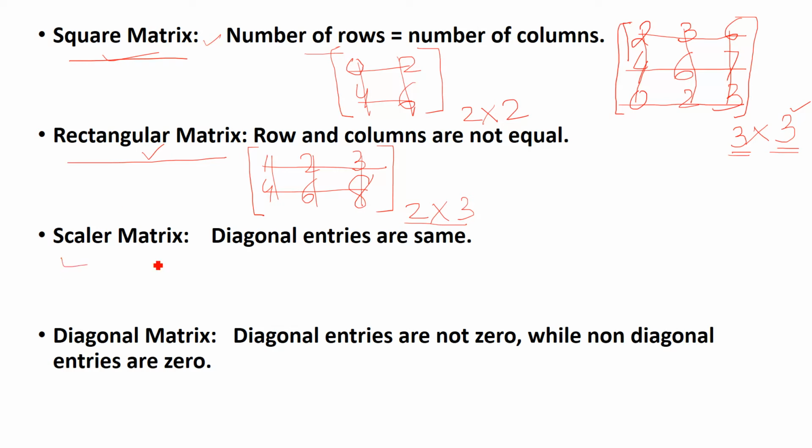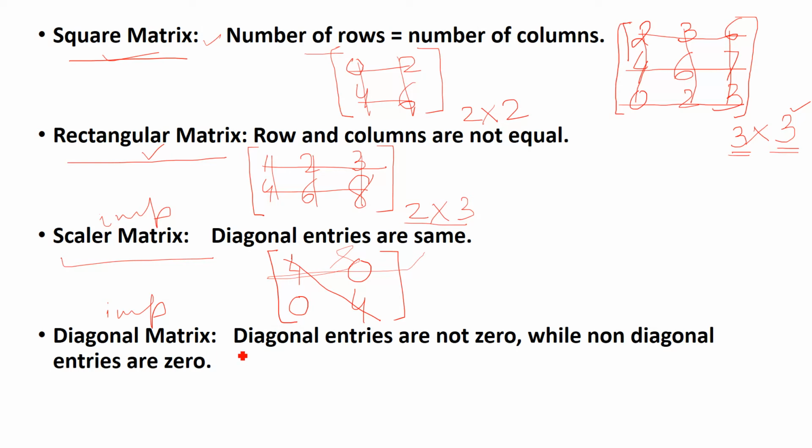Now move on to the scalar matrix, and this is again important, and the diagonal matrix is also important. Scalar matrix, diagonal entries are same. See, suppose 4, and here I will write down 0, here 0 and 4. So the diagonal, I told you, you have to consider from left to right. This is the diagonal. So diagonal entries should be same. It's called the scalar matrix.